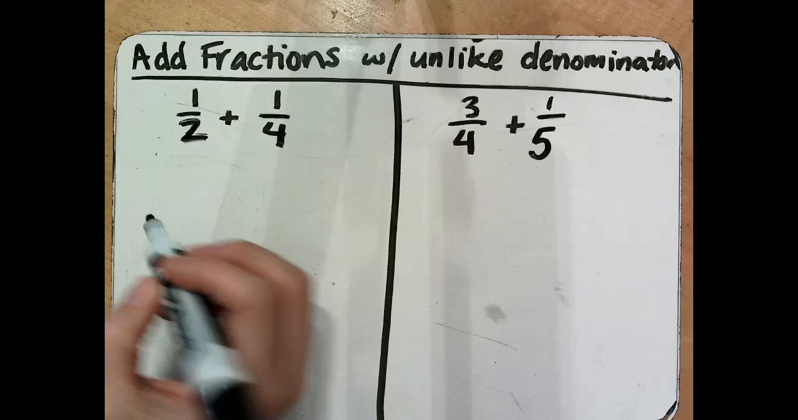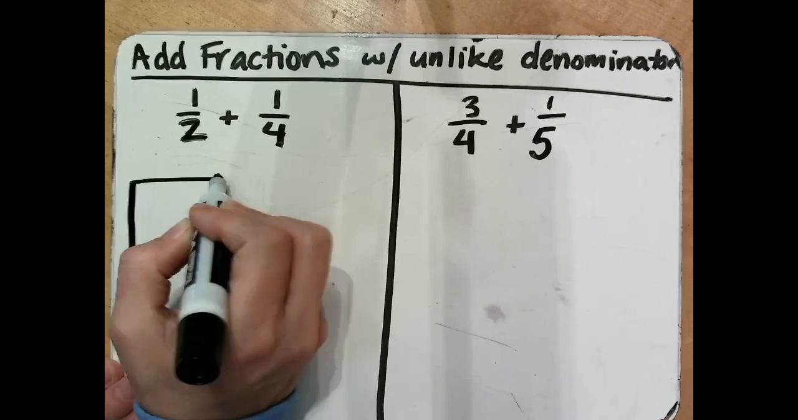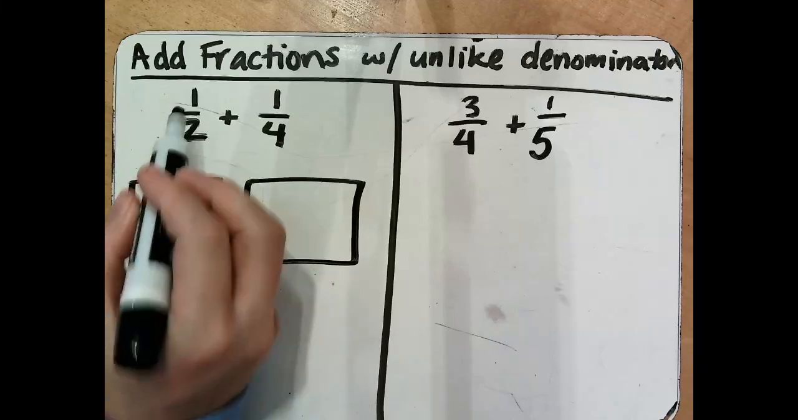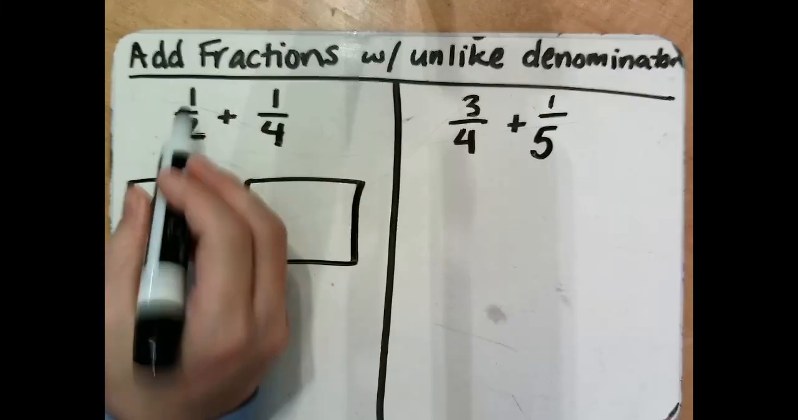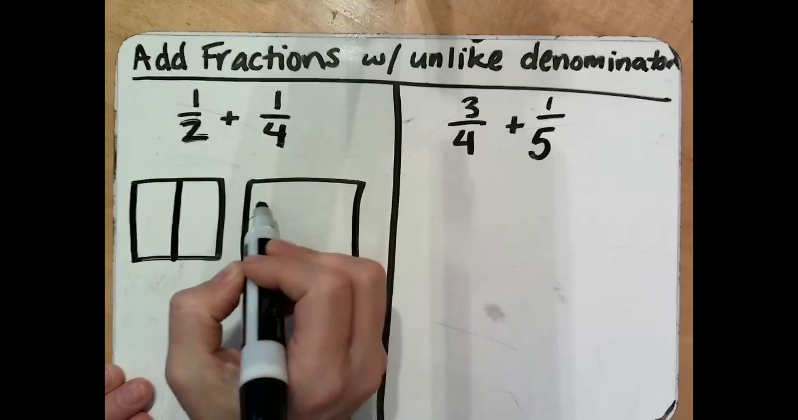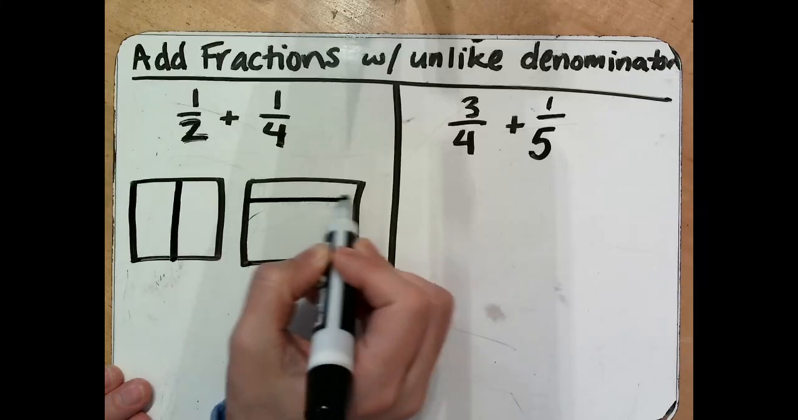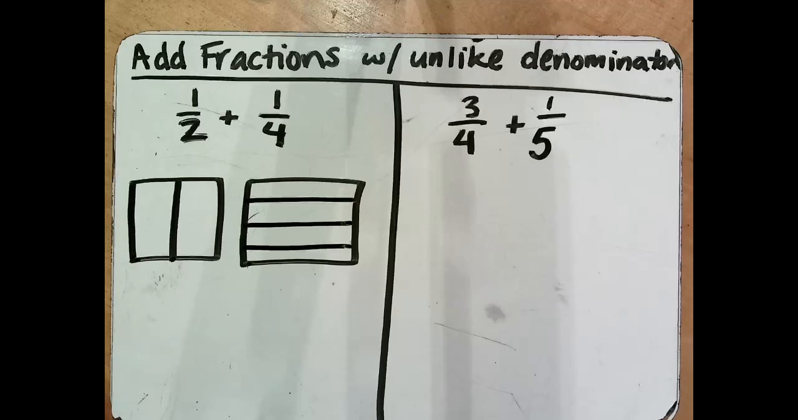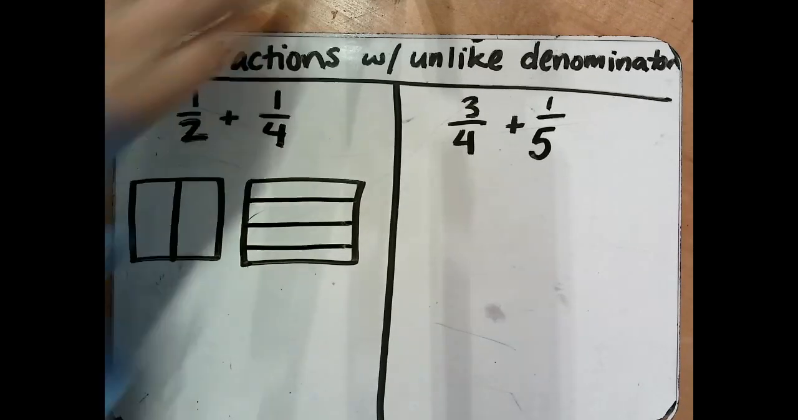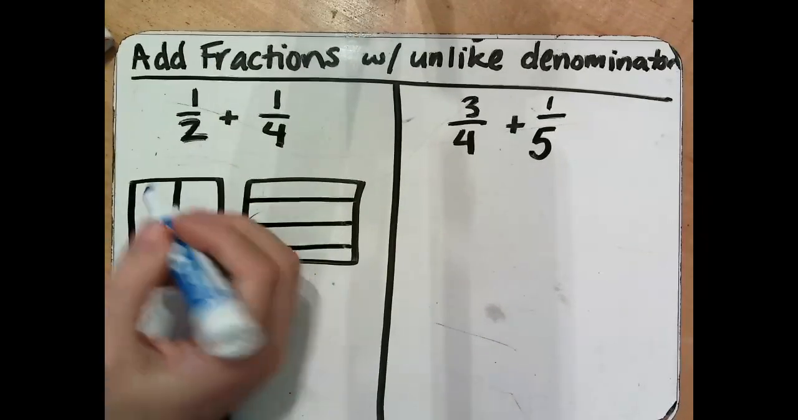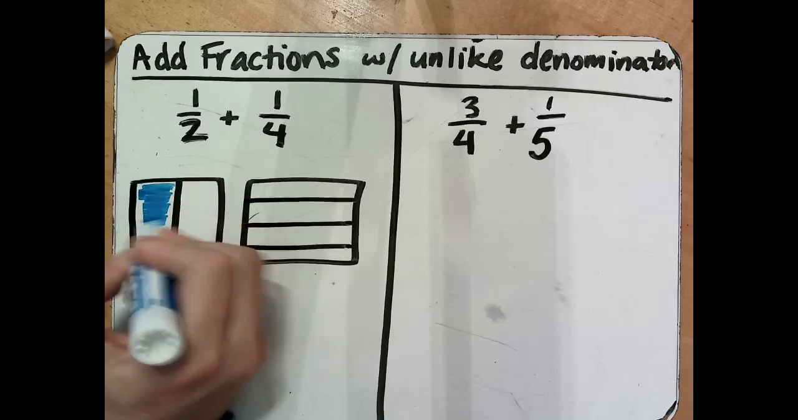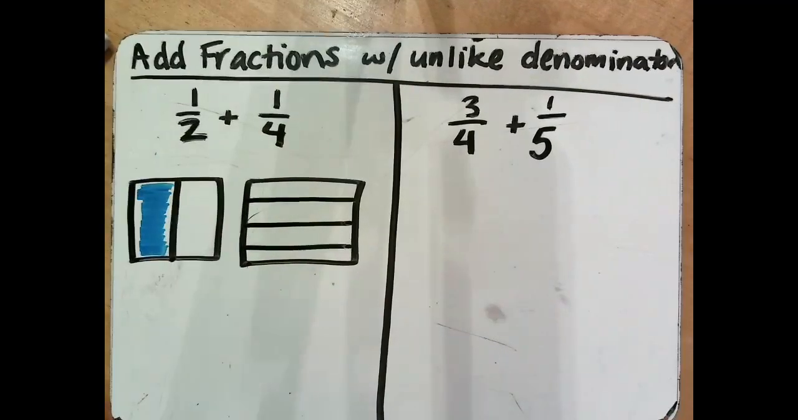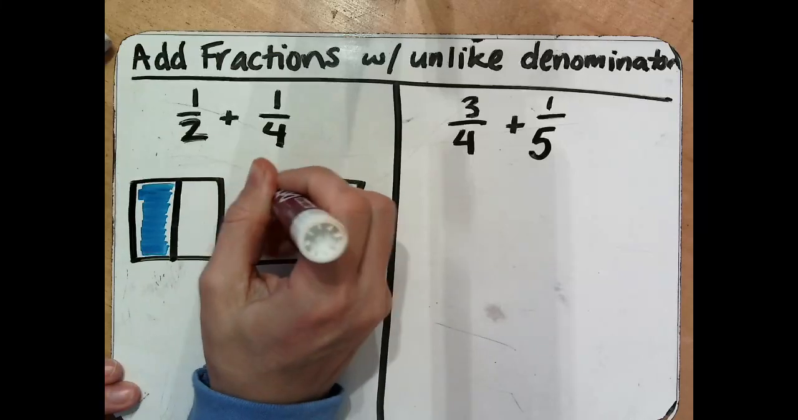To do this, we're actually going to draw both of these fractions. So I'm going to draw two boxes. I'm going to draw a half in one box, and I'm going to draw a fourth in another box. Next, I'm going to shade in those fractions. So I've shaded in half of a whole, and I'm going to shade in 1/4 of a whole.